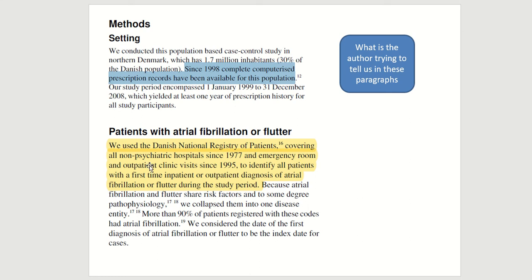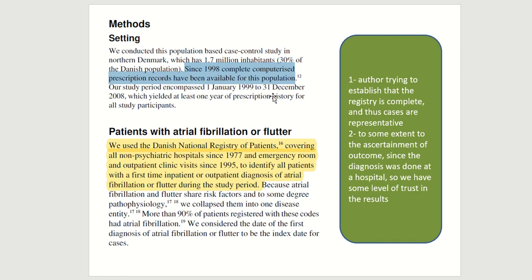Okay, and emergency room and outpatient visits since 1997 to identify all patients with a first-time inpatient or outpatient diagnosis of atrial fibrillation, meaning AFib or flutter, during the study period. So they're telling us in specific detail where they went to get their cases. So question number one, I told you why he is telling us there are complete prescription records. We're going to go back to that in a minute, when we talk about measuring of the exposure.